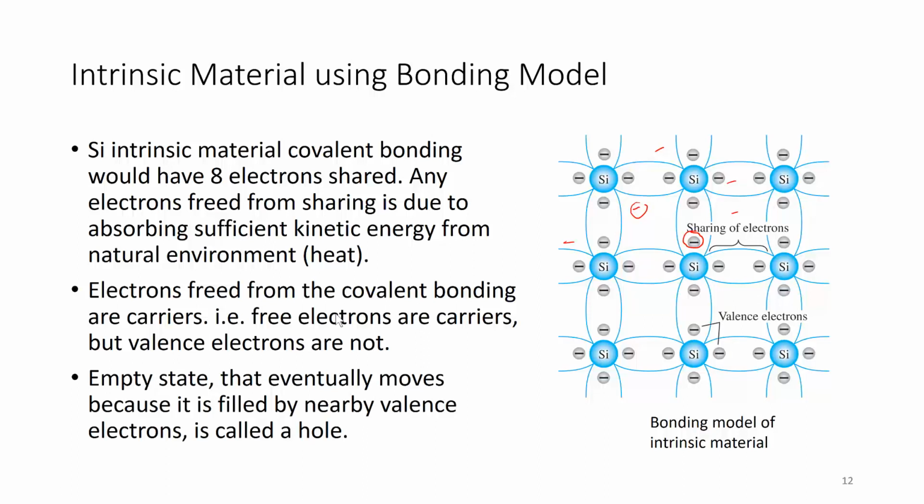So when the electrons are freed, the electrons will leave an empty state, and when there is an empty state, electrons in the nearby shared area will move to fill that empty state, and when this electron moves to that empty state, this causes another empty state. So it's like an empty state that moves, and when the empty state moves, because it is filled by nearby valence electrons, it is called a hole. So here we see that there are two carriers that are formed. One is the electrons that are freed, and another is the empty state that moves.